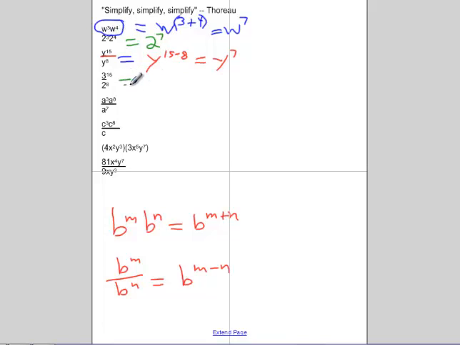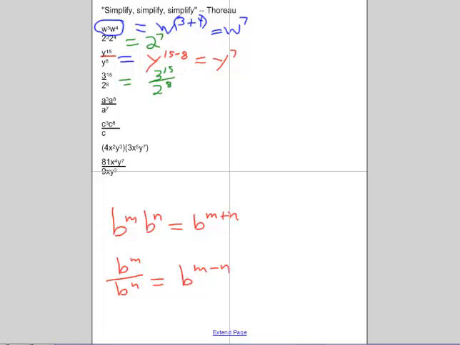This one, 3 to the 15th power divided by 2 to the 8th power. Are the bases the same? 3 is not the same as 2, so really we can't do anything. These rules all depend on the fact that we have the same bases. Can we do anything with this? No, we really can't. So the answer should be 3 to the 15th power over 2 to the 8th power.